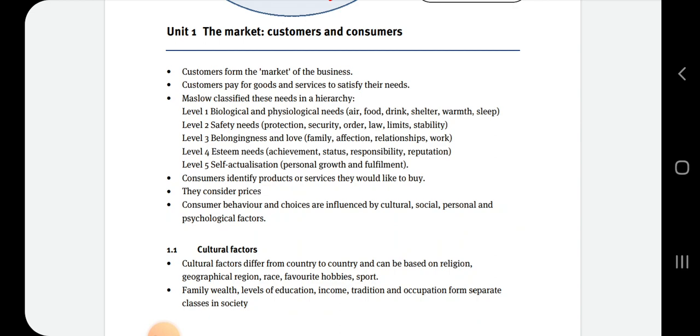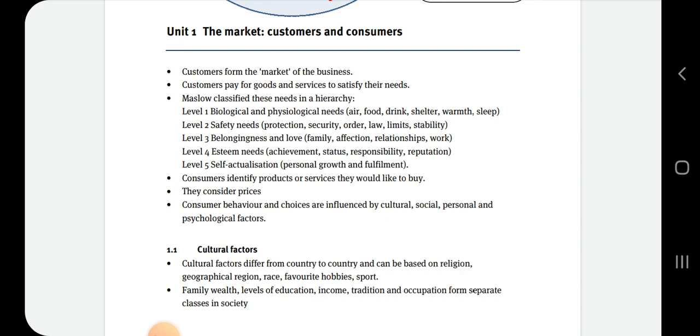They're very important people because without them, businesses would not exist. Customers are quite a vital part of businesses. Customers pay for goods and services to satisfy their needs. A business creates a product that satisfies the needs of customers, and customers take their own money to purchase that good to satisfy their needs.